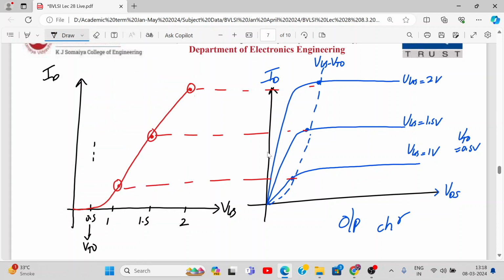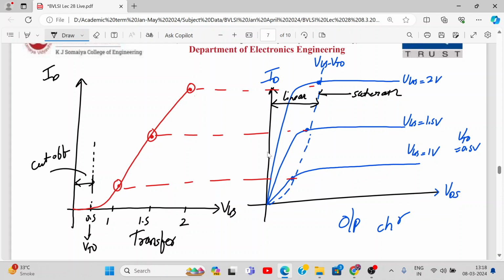Only thing is I can show the off region over here. Wherever VGS is less than VTO, this is my cutoff mode. Actually, you don't mention cutoff mode here. So this region is called the linear region, and this is saturation. So this is my transfer curve.